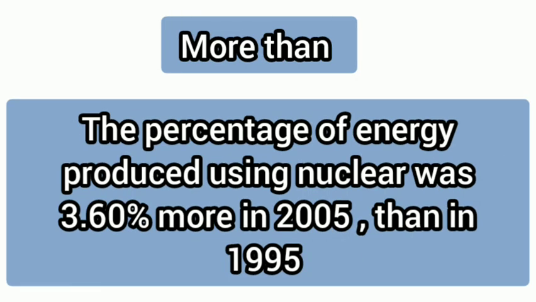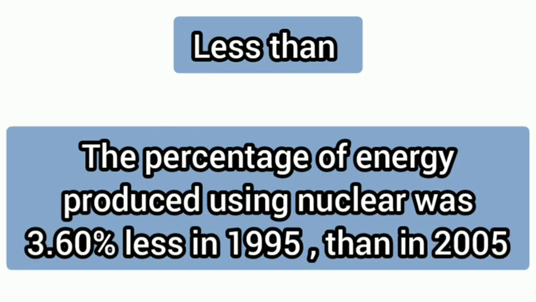So the next sentence is used to show something that is more than anything else. So for example, the percentage of energy produced using nuclear was 3.60% more in 2005 than in 1995.